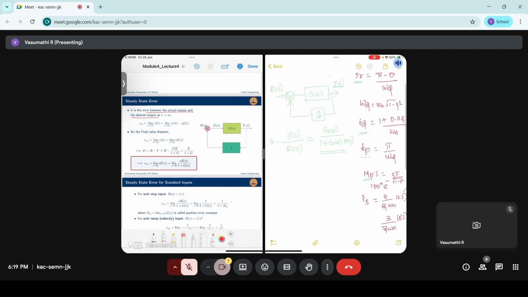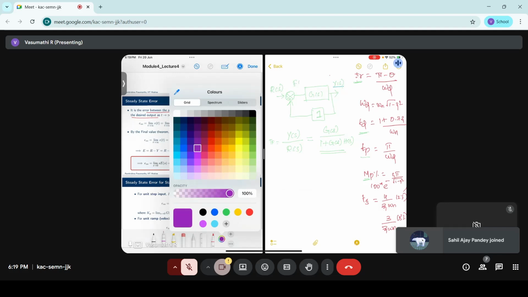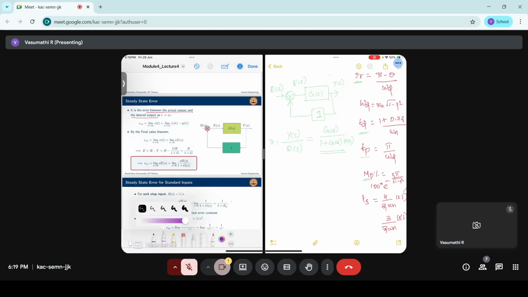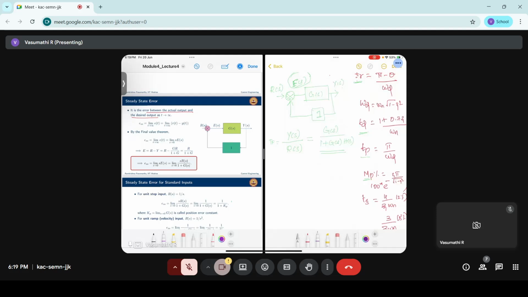Now I'm introducing another term that I want to look for, which is E of S. I'm now interested in what is the error between these two. That's why we are speaking about the steady state error right now, right? So I'm very much interested in getting to know about the error, how much my system has. Now I am looking into this concept, that is E of S.